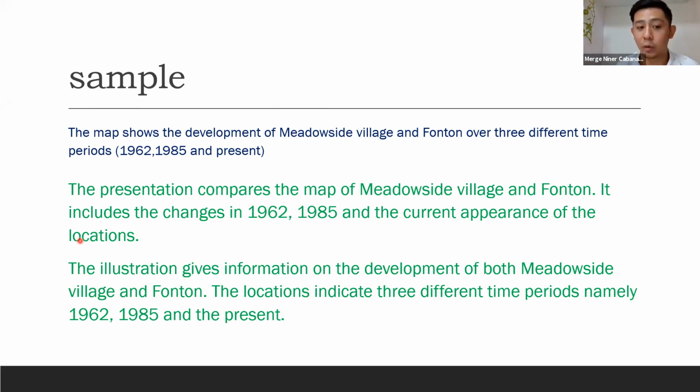So that is important. Next, the illustration gives information on the development of both Meadowside Village and Fontaine. The locations indicate 3 different time periods, namely 1962, 1985, and the present. That is also another sample. So I want you guys to have originality for each of the introductions that you make. The illustration gives information on the development of both Meadowside Village and Fontaine, and the locations indicate what? 3 different time periods. What are they? 1962, 1985, and the present. That is how I introduced here.